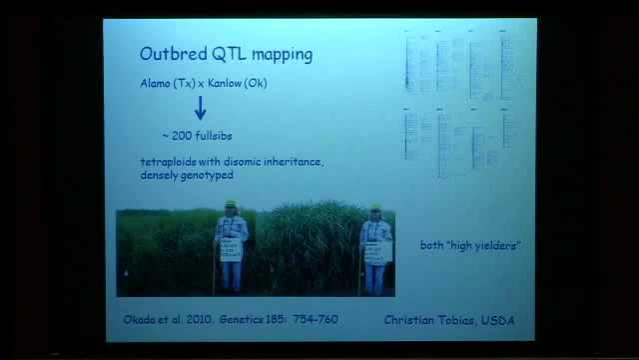I'm also a QTL mapper, and so we would like to actually try to discover genes that underlie some of these differences. And so we also have some experiments to do QTL mapping. These are outbred species, and they're tetraploid, and so it's pretty complicated mapping. We're using one existing mapping population, which is a cross between Alamo and Kanlow. These are both lowland cultivars that people have studied quite extensively.